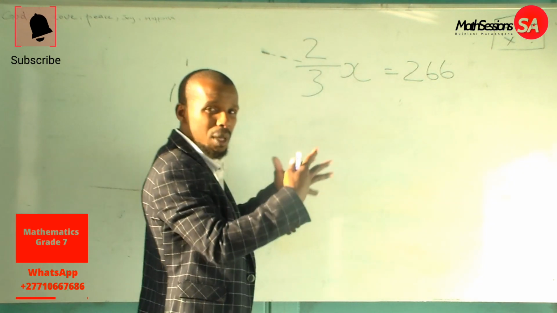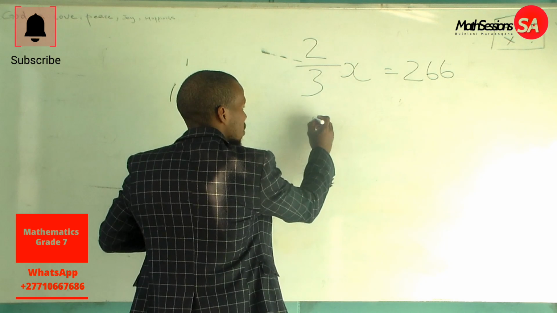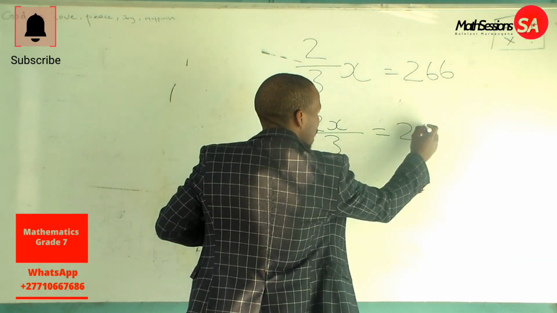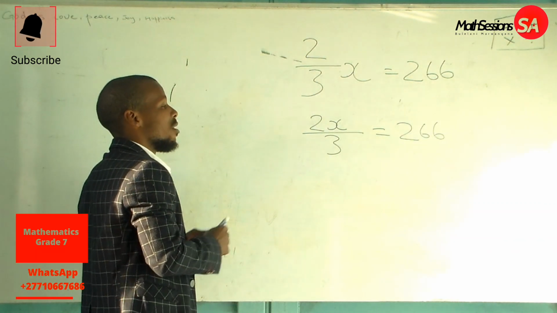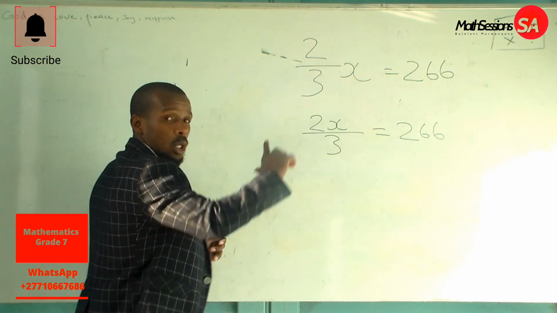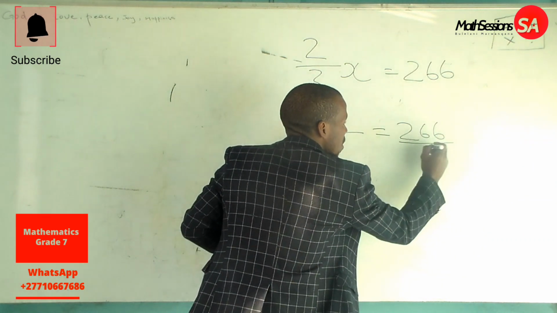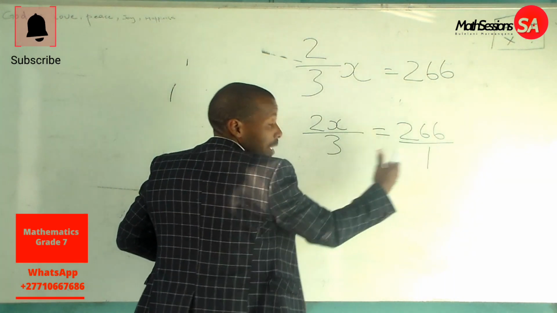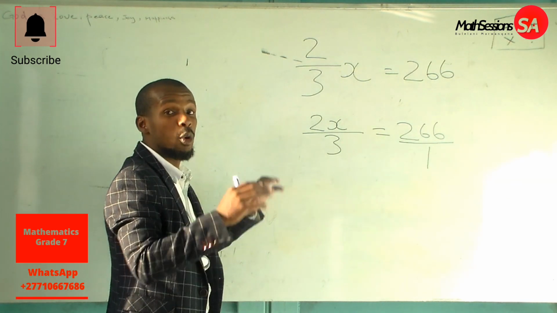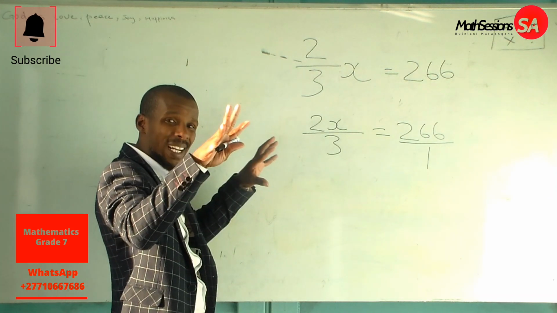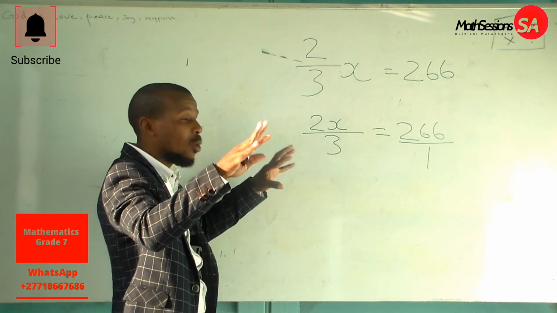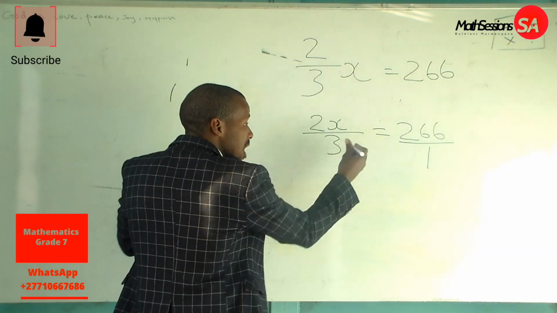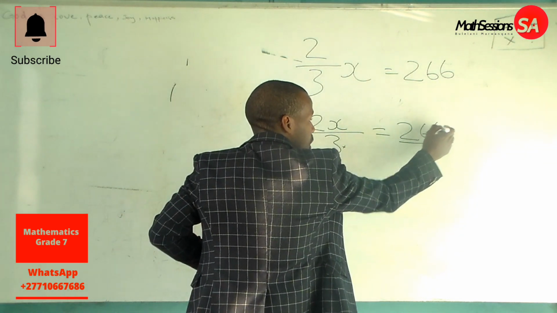We have 2 over 3x, meaning 2 over 3x is the same as 2x over 3. This is equal to 266. Now we have a better view of the equation, because we know that 266 is over 1. So we have a fraction on this side of the equal sign and a fraction on the other side. The rule says when you have two fractions separated by the equal sign and you want to solve for an unknown, you must cross multiply.